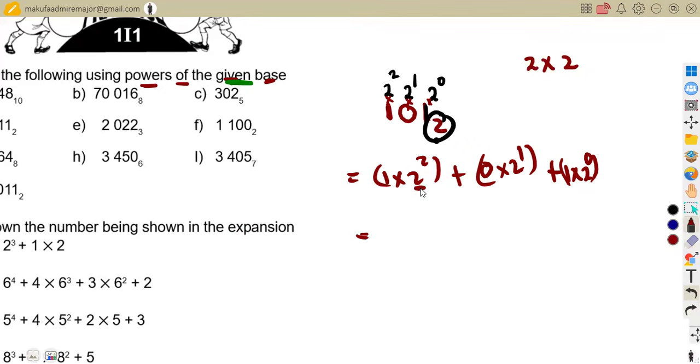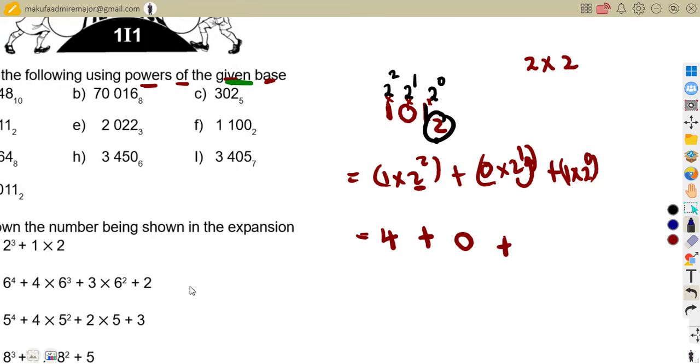2 to the power of 2 is 4. Then we multiply by 1. That's 4 times 1, which is 4. So this is going to be 4 plus the same thing: 2 to the power of 1 times 0. That's a 0. Remember that anything you multiply by 0 is 0. All right, plus 2 to the power of 0.